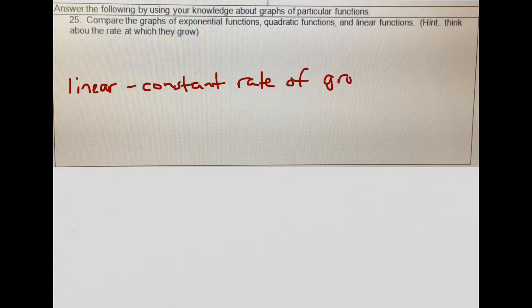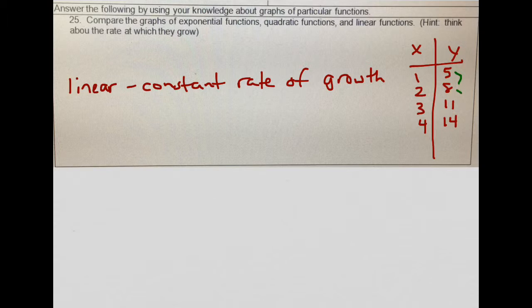Remember when we talked about a table of values? Let's say we had a function where x is 1, 2, 3, 4, and these values might be 5, 8, 11, 14. We can talk about their first differences, the differences between these numbers. So 8 minus 5 is 3, 11 minus 8 is 3, 14 minus 11 is 3. So linear functions will have first differences that are equal.